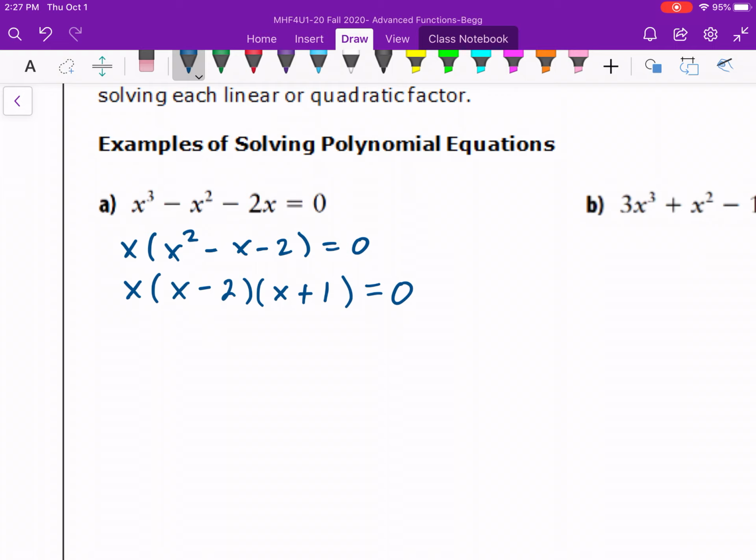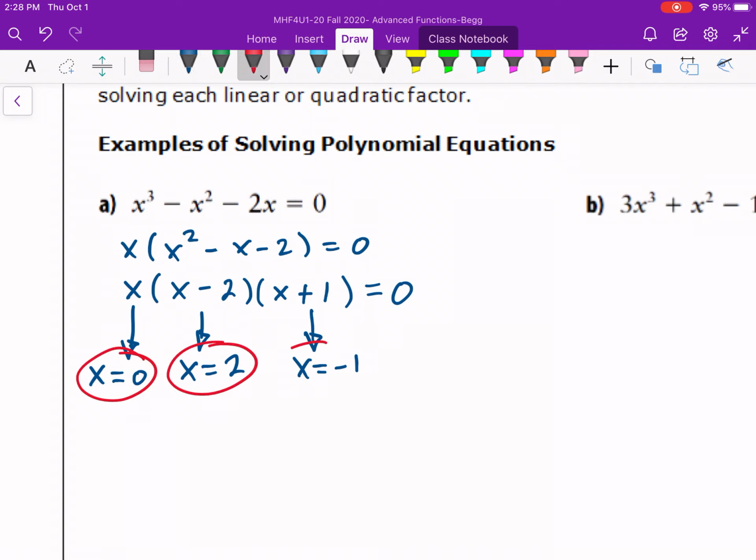From that, I can then pull my zeros out of the factors. So everyone remembers to do, okay, well, this is x equals 2 and this is x equals -1. But not everyone remembers that this is also a factor. Even though it's not in brackets, that's a factor. Whenever you have an x out front, not in brackets, that's going to give you a zero of 0, a solution of 0. So those are the three solutions to this equation.